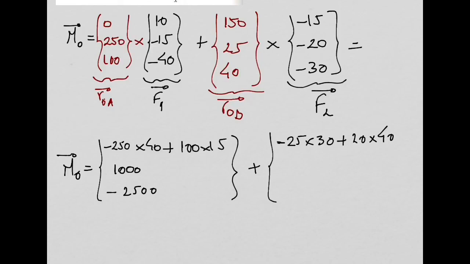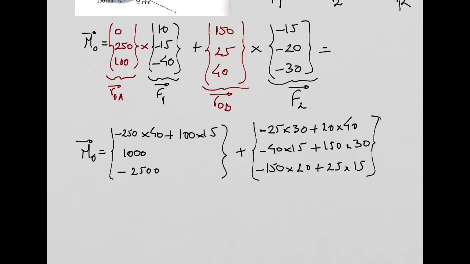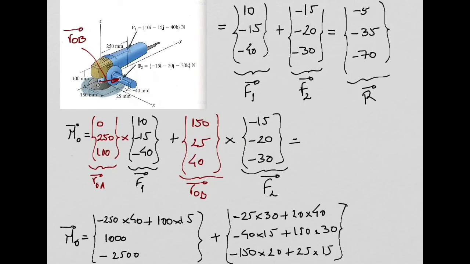The Y component, you need to do this cross product. So you will obtain minus 40 times 15. Minus with minus is plus 150 times 30. And for the Z component is this times this minus this cross product here. So you get minus 150 times 20. Then minus with minus is plus 25 times 15. That's it. Okay? And then if you do these calculations, you will obtain the result. So if you now just add these components, you will obtain the total moment, right?